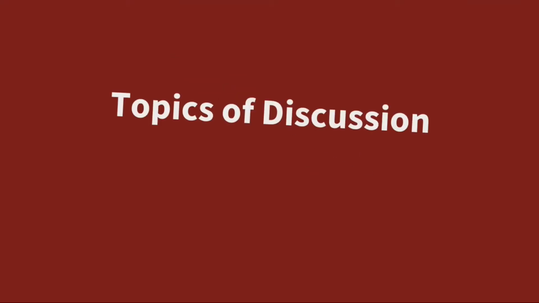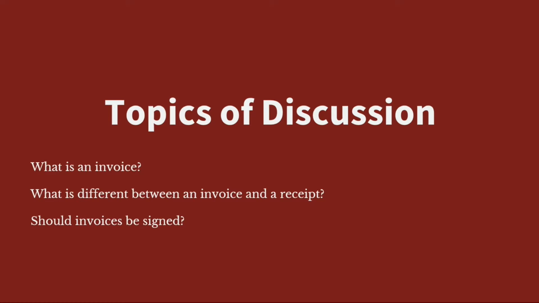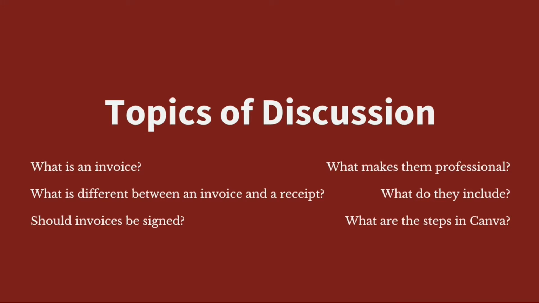All right. So ready. Some of the things that we're going to talk about are what an invoice is, what the difference is between an invoice and a receipt, should invoices be signed, what specifically makes them professional, what they include, and then we're going to have the steps that we're going to go over in Canva up on the screen so you guys can take note before we go on. Okay.